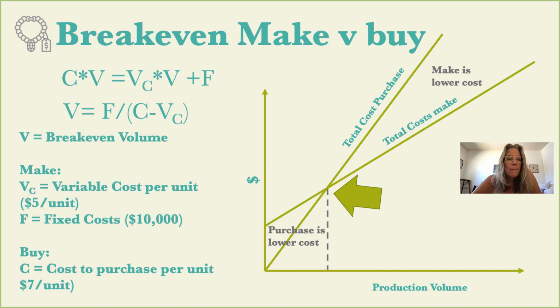So as an example, we could say here that it costs $5 a unit to make and there's a $10,000 fixed cost. It costs $7 a unit to buy. At what volume is it better to make it? And the break-even volume here is 5,000 units. You might want to verify that yourself, but that means that if you need more than 5,000 units, you should make it in-house. If you need less than 5,000 units, you should purchase it from a supplier.